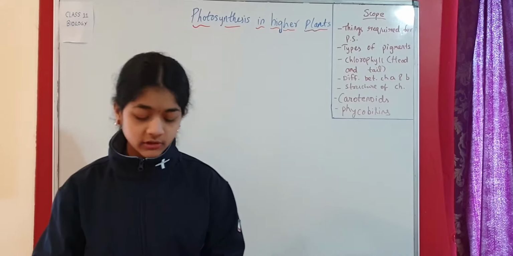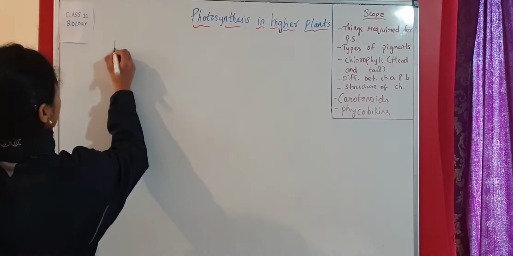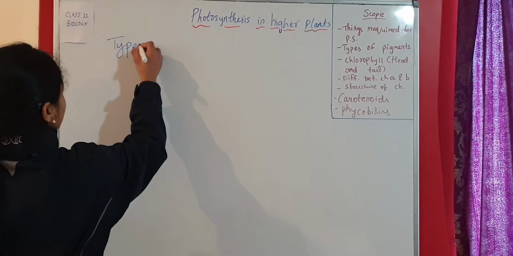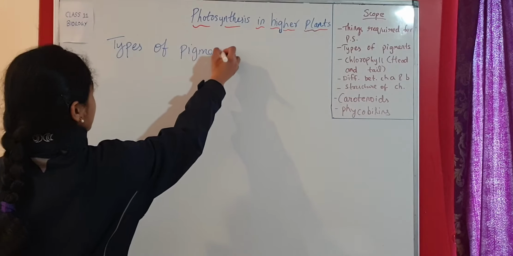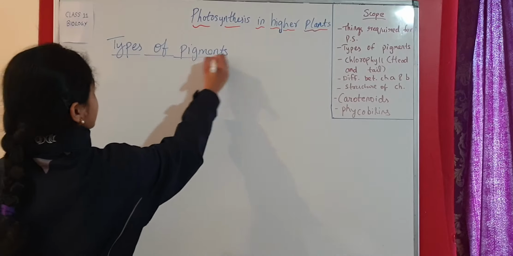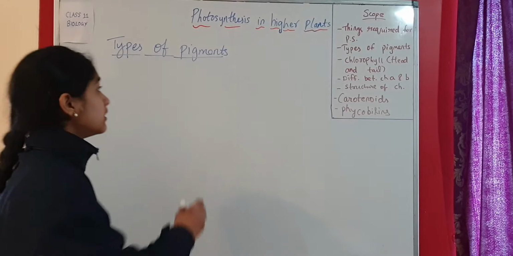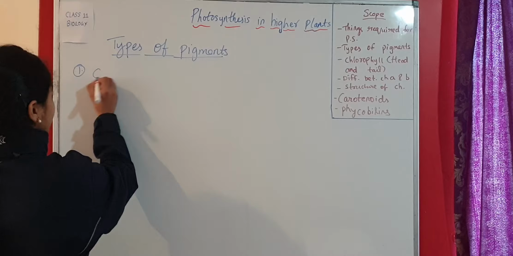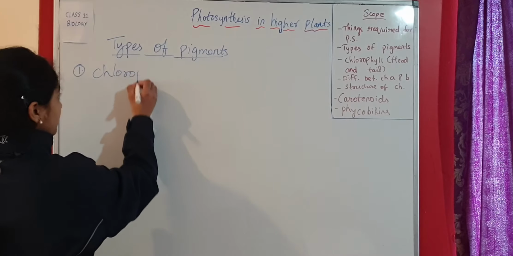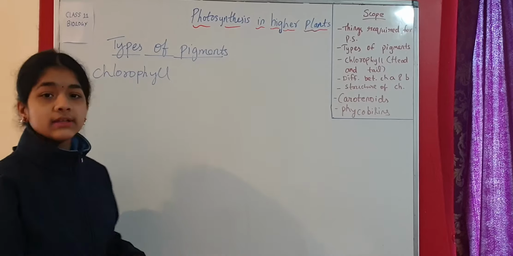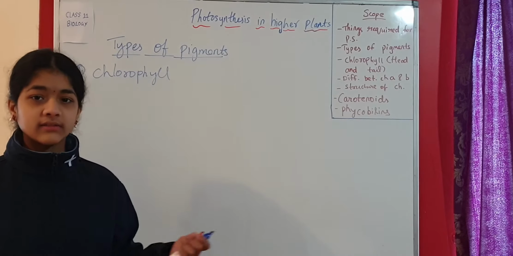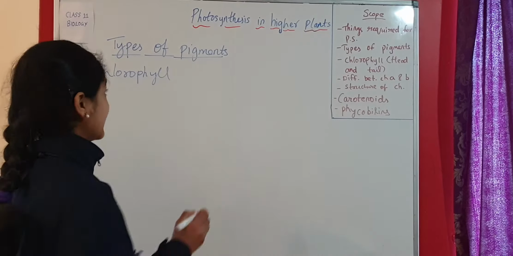Coming to the types of pigments which are present in case of higher plants. The first pigment, the basic one, is chlorophyll. Chlorophyll is green, and chlorophyll is also subdivided into many other types, actually 8 types.